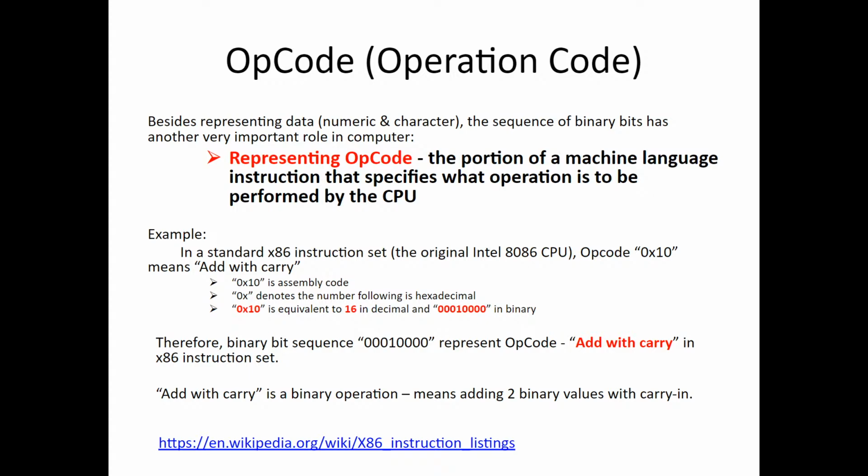Next we have the opcode, or the operation code. This is the instructions, and we learned a specific example of 0x10, or add with carry. Add with carry is essentially a binary operation, and it tells us that we need to add and include the carry in.